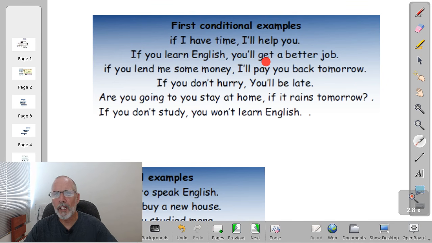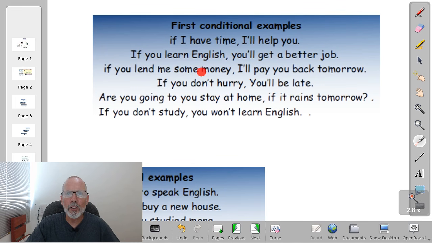If you learn English, you'll get a better job. Again, present simple, future simple. And as I already mentioned, I'll help you if I have time. You can put it the other way round. You'll get a better job if you learn English. Notice my pronunciation here. You'll get a better job if you learn English.